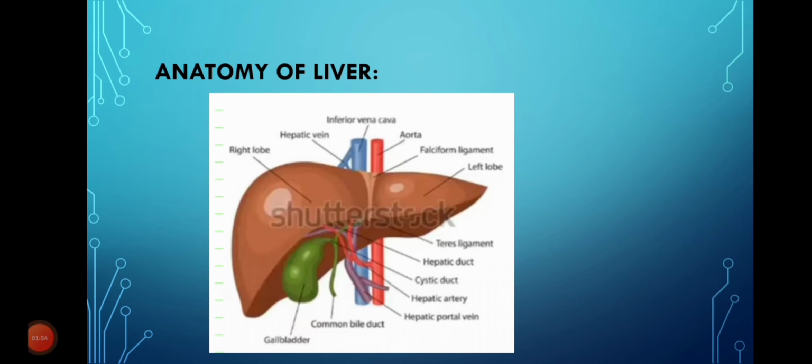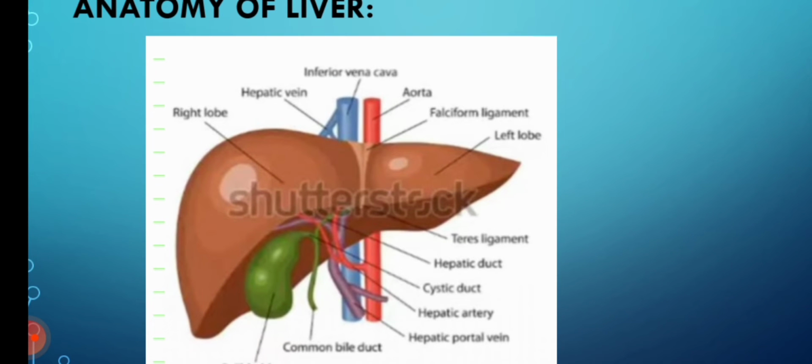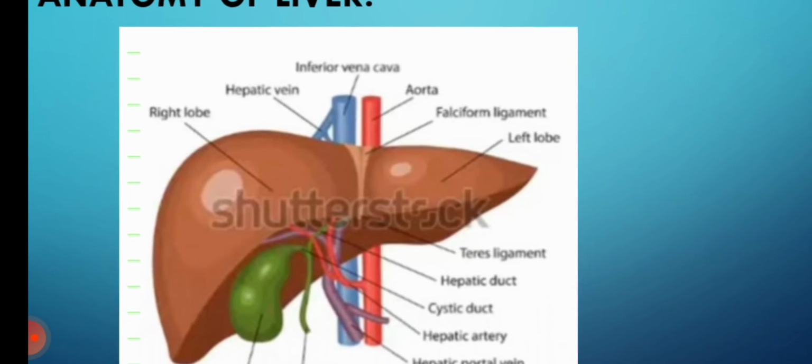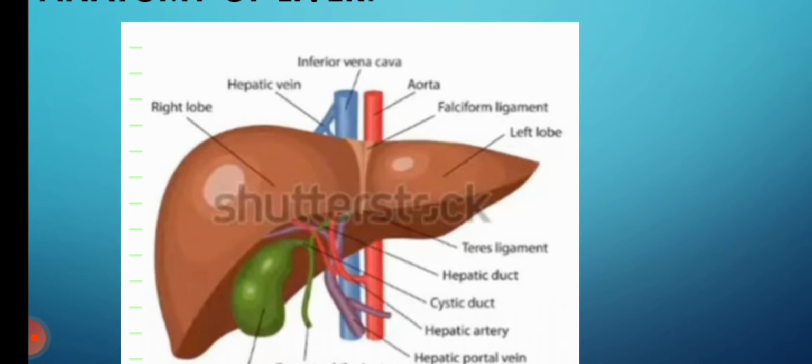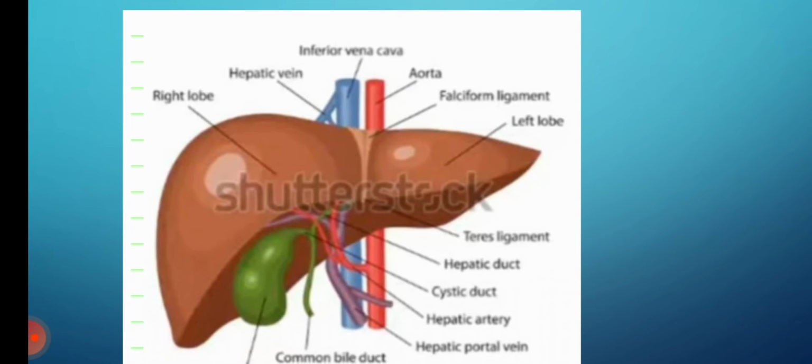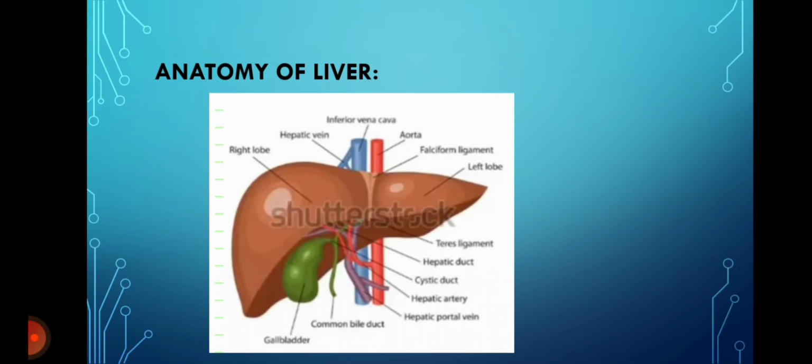Next is the anatomy of the liver. This is the anatomy of the liver. The red colored tubular portion is the aorta. Next to that, the blue colored upper portion is the inferior vena cava, and next to that is the hepatic vein. This is the right lobe and this is the left lobe.